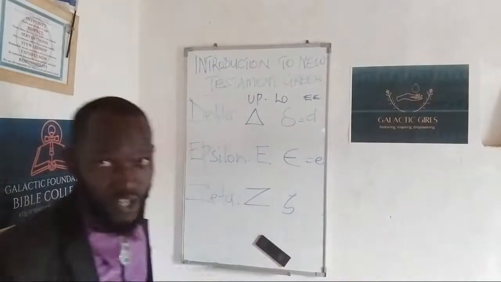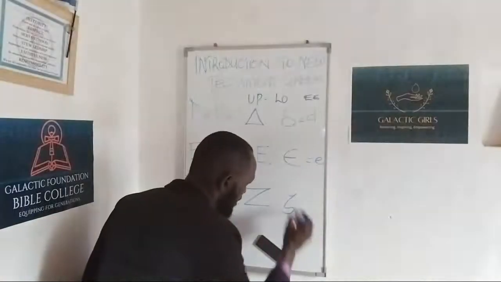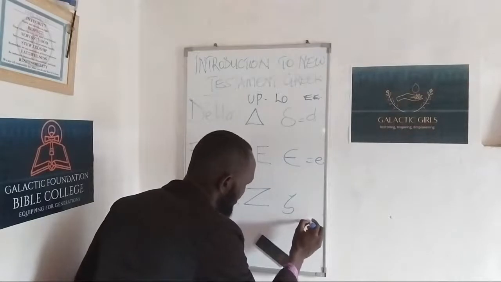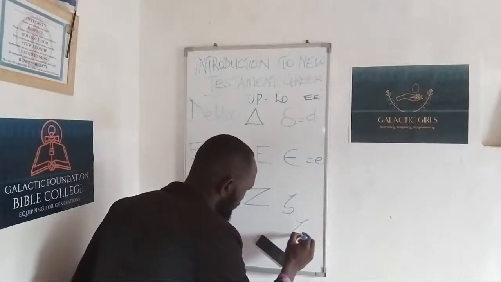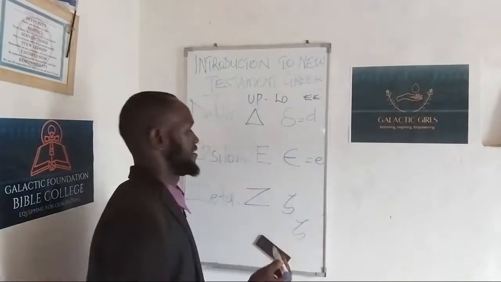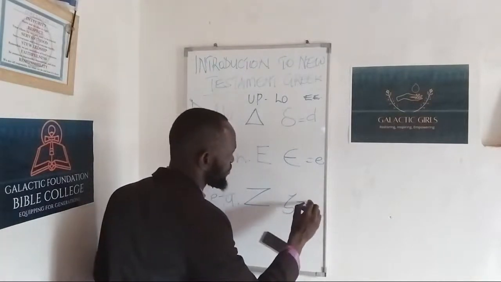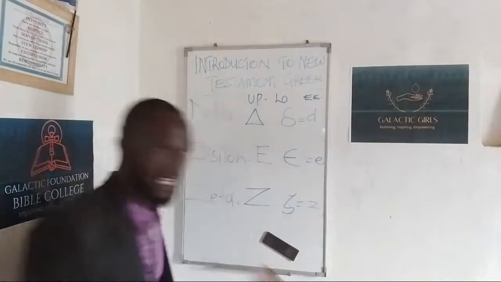Of course, when you are going to practice, at the end you begin with this part, and then you go like that. All right. So that is zeta, equivalent to the English Z.